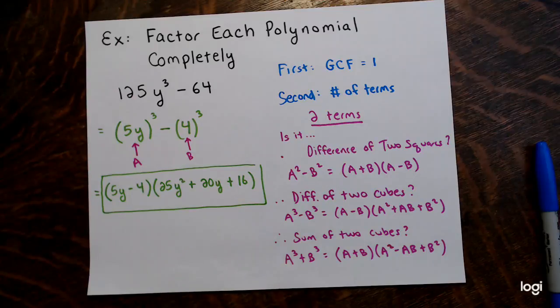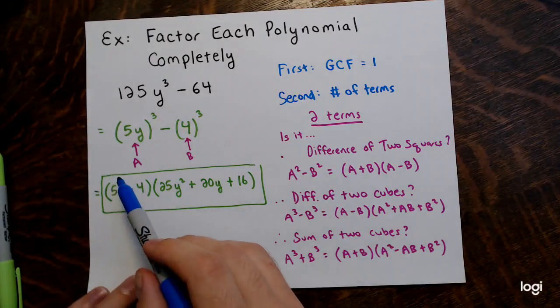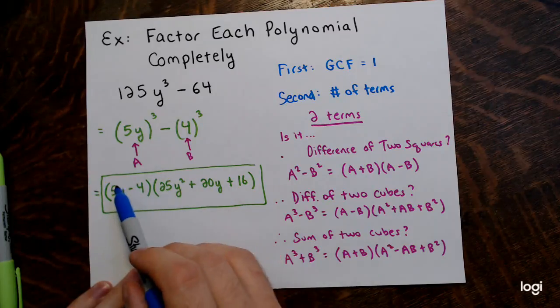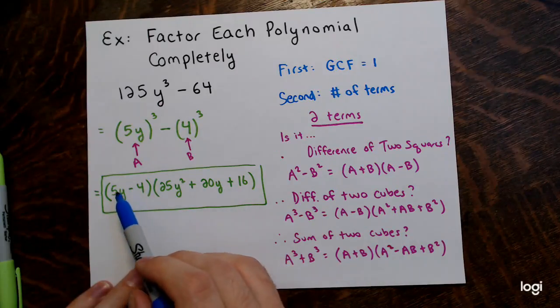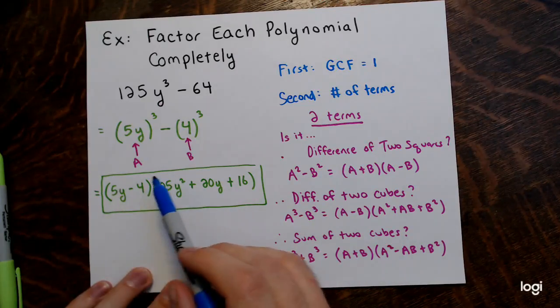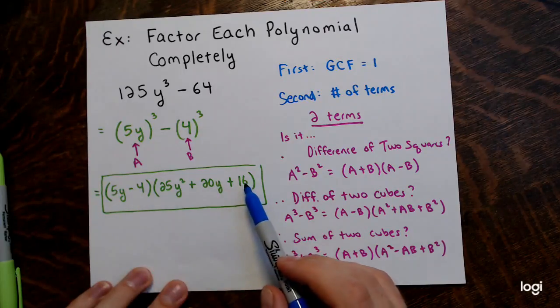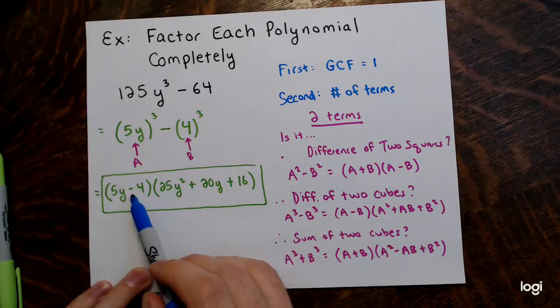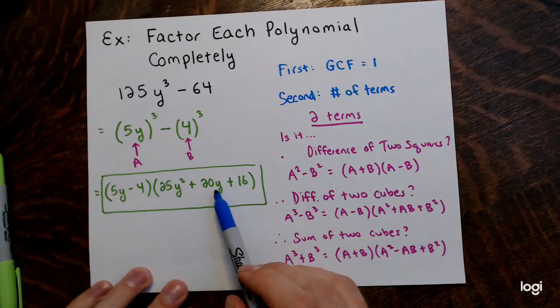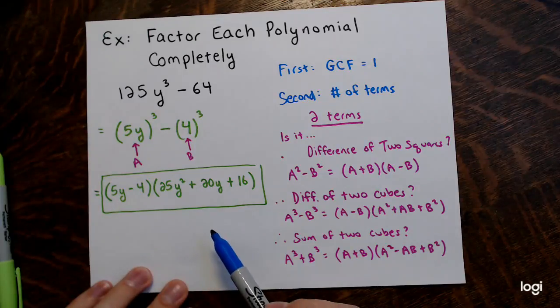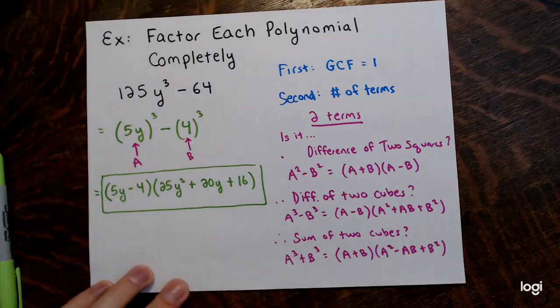5y minus 4 times 25y squared plus 20y plus 16. And again, to double check, multiply. Distribute the 5y to these three, and then distribute the negative 4 to these three, and you'll see you get the 125y cubed, you get 100y squared, you get 80y, and then with the negative 4 you get minus 100y squared. That'll get rid of the positive 100y squared, that'll cancel. And then you get minus 80y, which will cancel the positive 80y from earlier, and then minus 64. So you're left with those two terms up there.